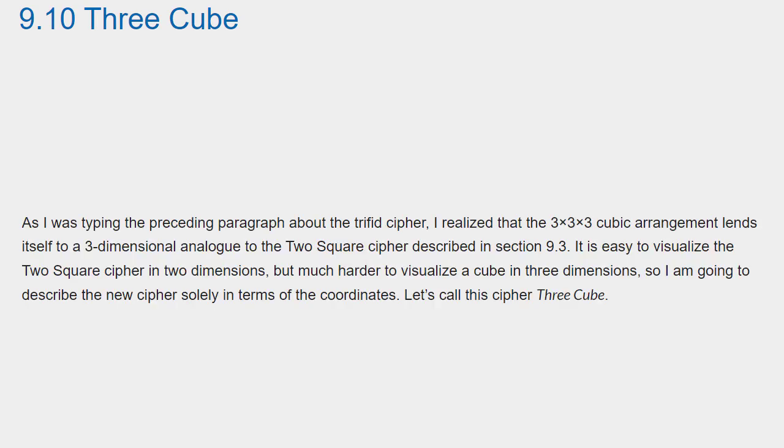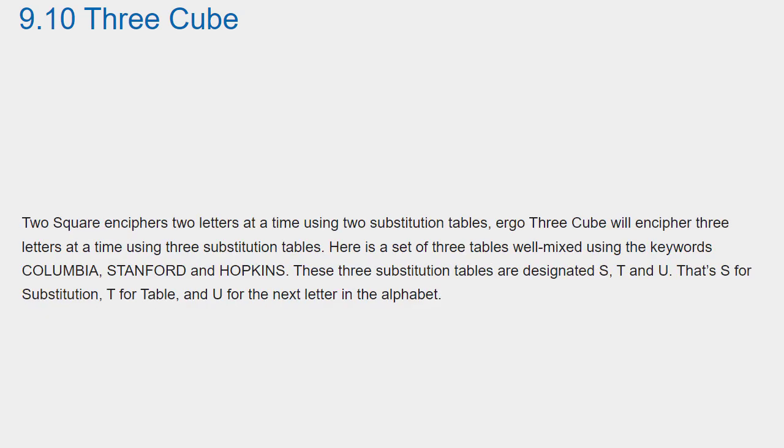Section 9.10. 3 cube. As I was typing the preceding paragraph about the trifid cipher, I realized that the 3 by 3 by 3 cubic arrangement lends itself to a three-dimensional analogue of the two-square cipher described in section 9.3. It is easy to visualize the two-square cipher in 2 dimensions, but harder to visualize a cube in 3 dimensions, so I'm going to describe the new cipher solely in terms of the coordinates. Let's call this cipher 3 cube.